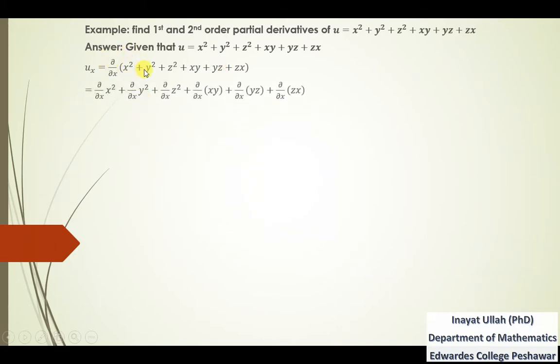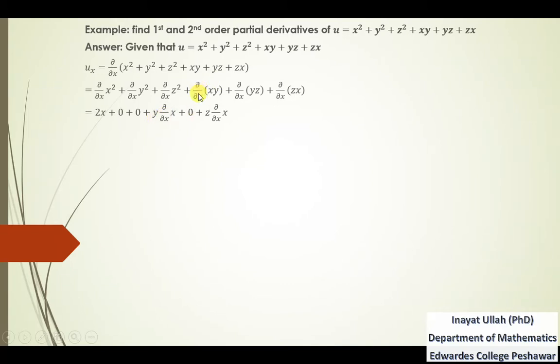So that is the sum rule of derivative, multiplying del x with all these terms. Derivative of x square is 2x. The partial derivative of y square with respect to x is 0 because y is kept constant. Similarly, z is kept constant. Now that is the product of x and y. So y is kept constant, so take it out from this derivative, just like that.